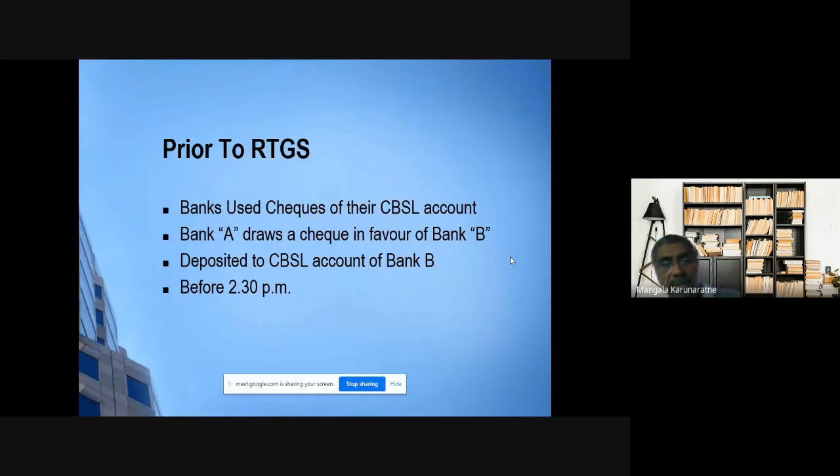Before 2:30. Now the cutoff time is what? It's not 2:30. Now even till 4:30 sometimes we can do transfers, right? There are cutoff times for customer transactions as well as individual transactions, but till the system is open, you can do the transactions. But those days, 2:30 p.m. So sometimes the messenger comes, he's so used to the system, he takes the check and goes.